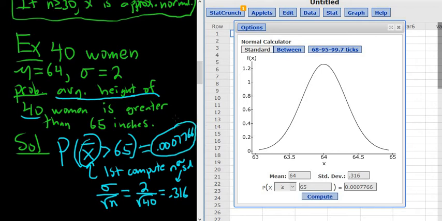So if you're asked a probability question and you see X bar in the problem, or it says probability that the average height, probability that the mean height, before you go to StatCrunch, you first have to compute this standard deviation. And this is the standard deviation that has to go in StatCrunch, because StatCrunch wants the standard deviation of your variable. Your variable here is X bar, it's the sample mean. So it's important to have that in StatCrunch. If it said one woman, then you would use the 2. That's it.